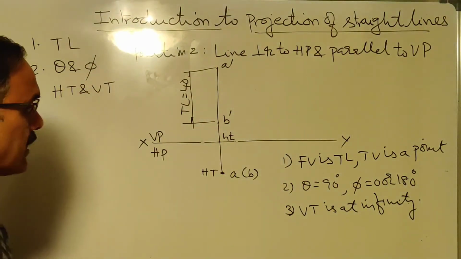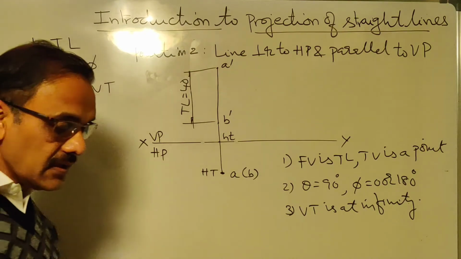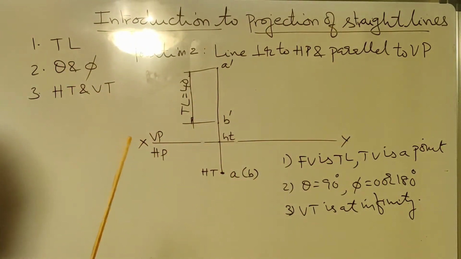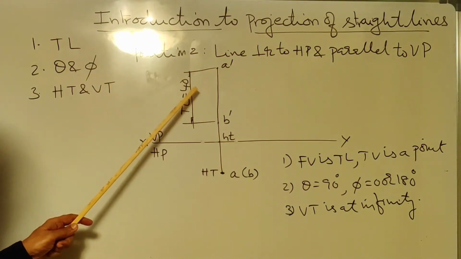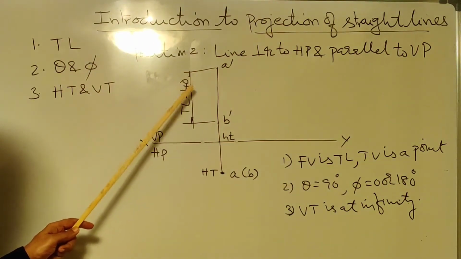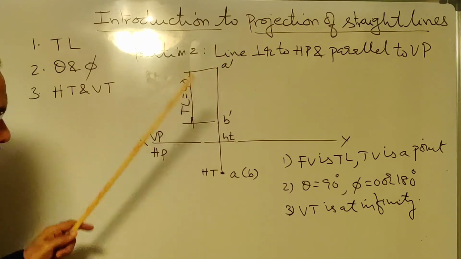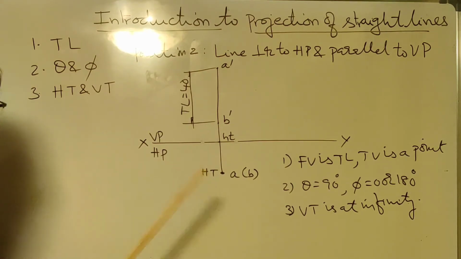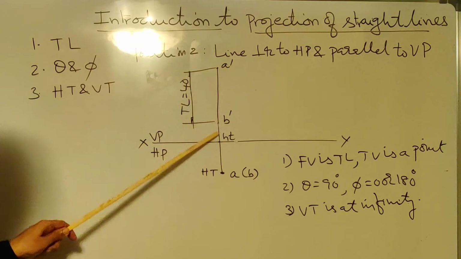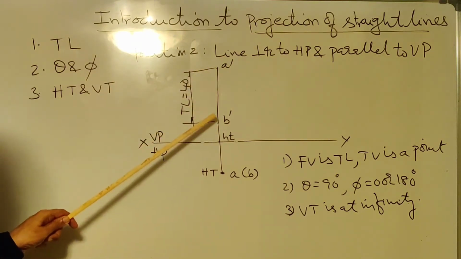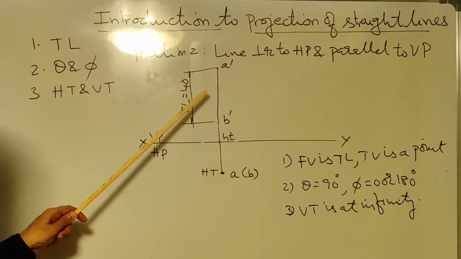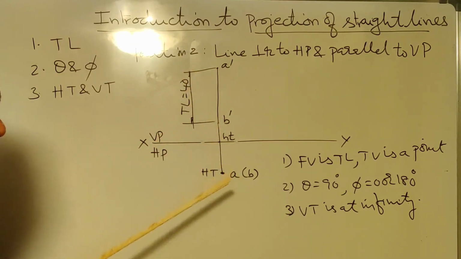Now here I can give the true length principle in an interesting way. What is the true length principle? If the front view of a line is perpendicular and true length, then its top view is a point. This is also a very important principle. Let me repeat again. If the front view of a line, when it is perpendicular to xy and true length, both should be satisfied, then its top view is a point.